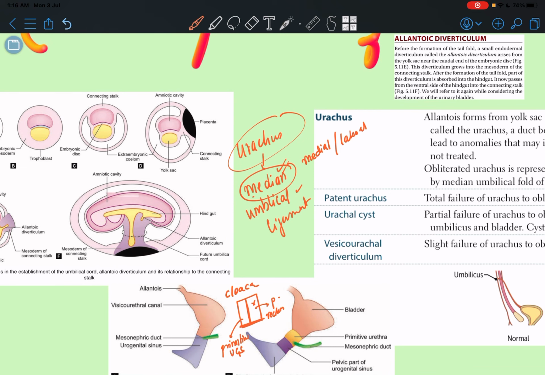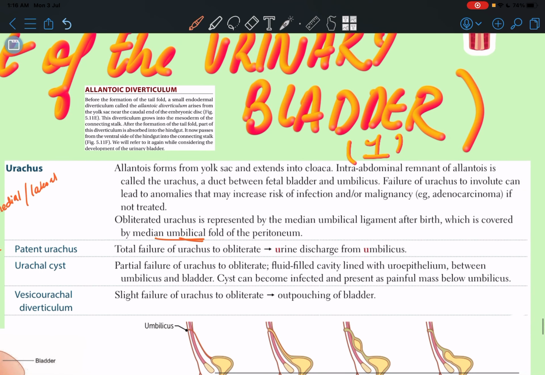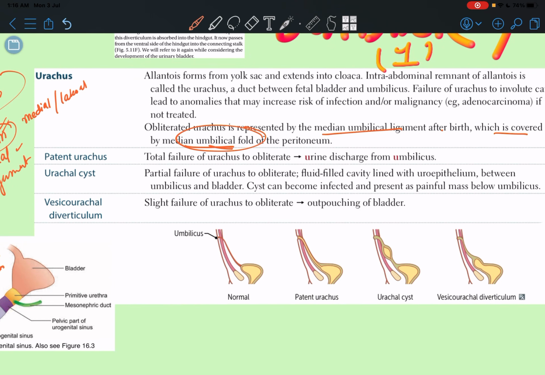Okay, so when it gets surrounded by peritoneum, we will call it the median umbilical fold. So the obliterated urachus is represented by the median umbilical ligament after birth, covered by the median umbilical fold. So now we go into the abnormalities like we did in the vitelline intestinal duct. Either the whole thing can be patent or a part of it can be patent. A cyst can be formed. So let's go into that very quickly.